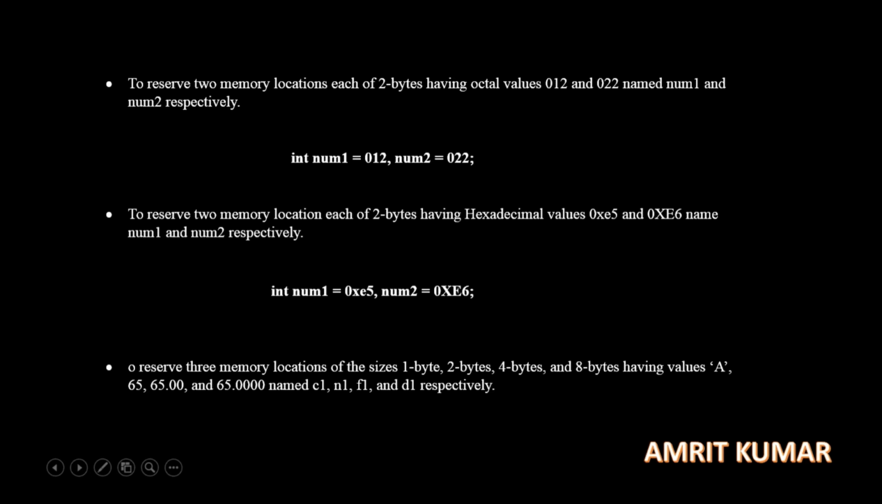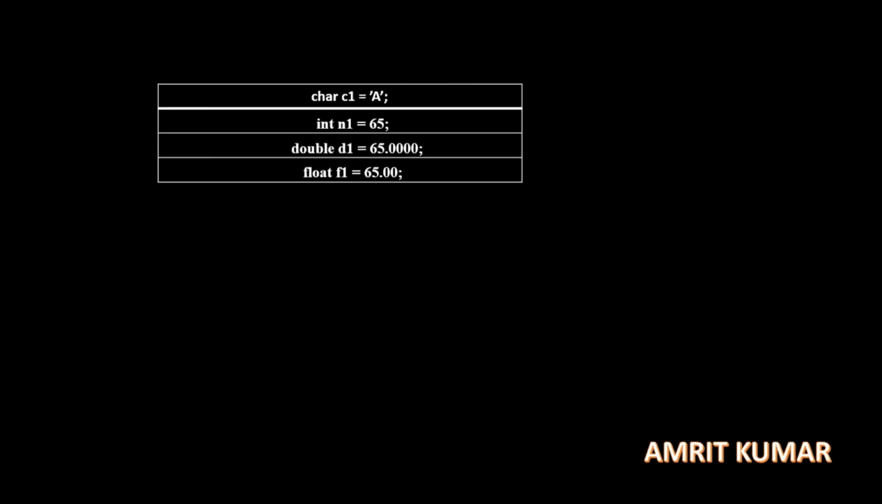Now to reserve memory locations of sizes 1 byte, 2 bytes, 4 bytes and 8 bytes having values 65, 65.00 and 65.0000, named E1, N1, F1 and D1 respectively. So this is the way of recognizing what value each is going to contain. Now let's look at the code.